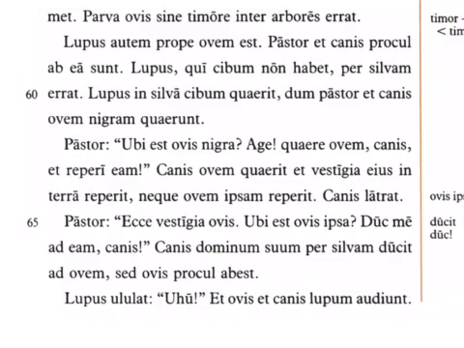Dum pastor et canes ovem nigram quaerunt, while the shepherd and the dog search for the black sheep. Pastor, the shepherd, says, Ubi est ovis nigra? Where is the black sheep? Age quaere ovem, canis, come on, search for the sheep, dog, et reperi eam, and find it. Canis ovem quaerit, the dog searches for the sheep, et vestigia eius in terra reperit, and he discovers or finds, reperit, its tracks, vestigia eius.